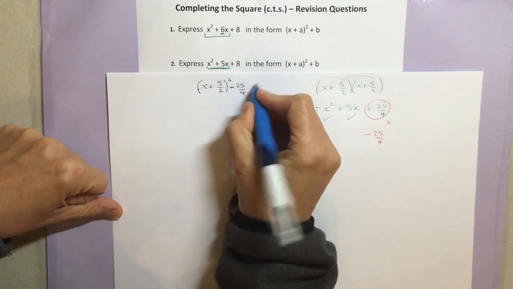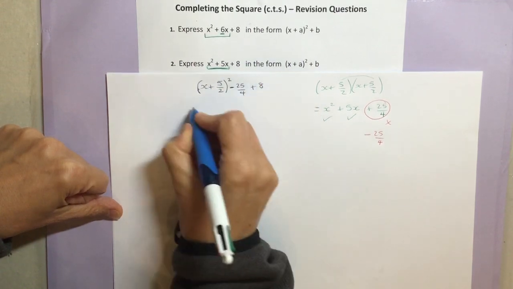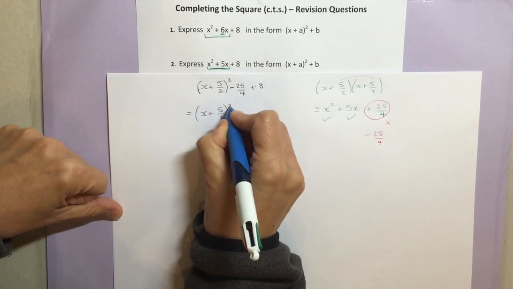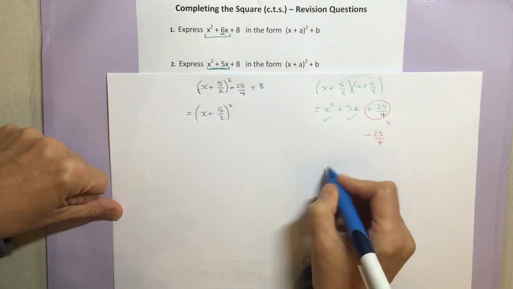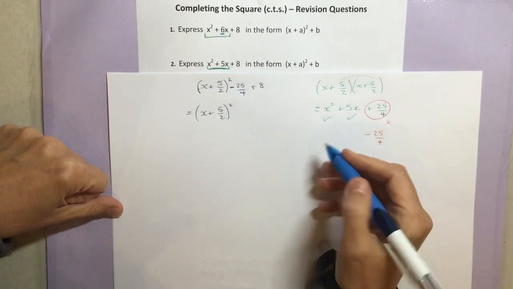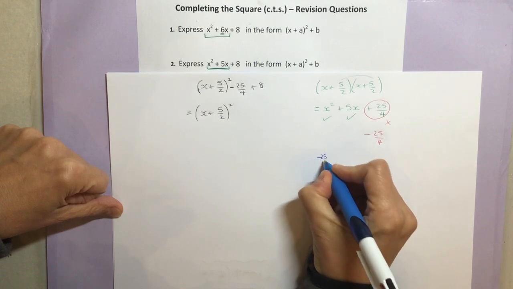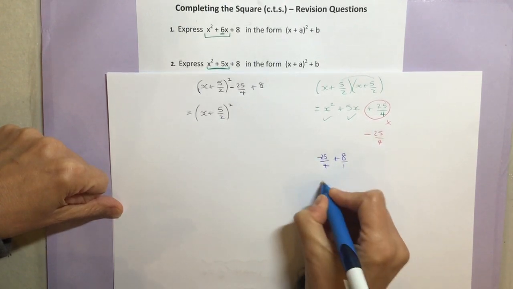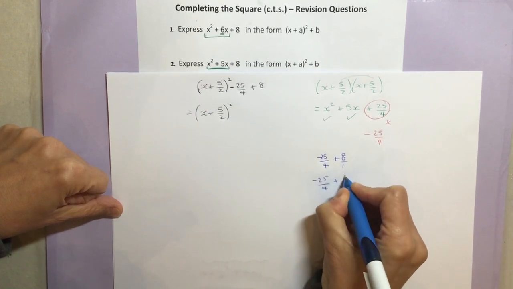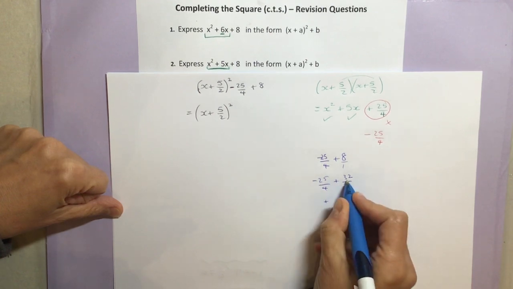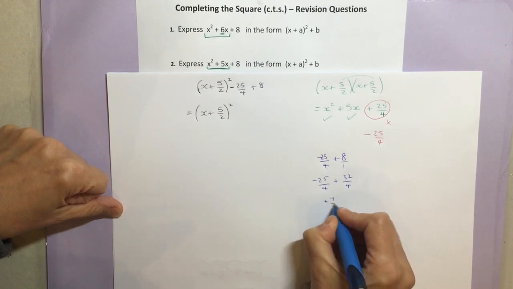And then don't forget we've got to add this plus 8 at the end. So x plus 5 over 2 all squared. And then I'm just going to do this bit over here as well, a little bit more working out. So minus 25 over 4 plus 8. Let's get a common denominator, 4. So minus 25 over 4 plus 32 over 4. That's going to give me minus 25 plus 32, so positive 7 over 4.